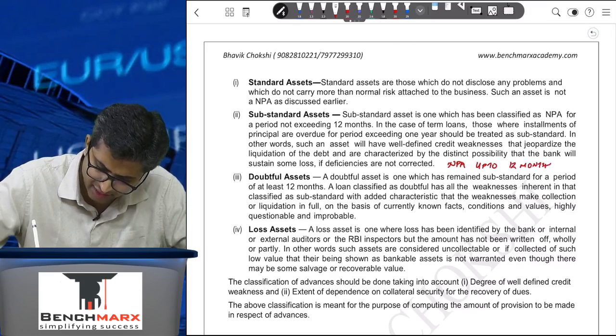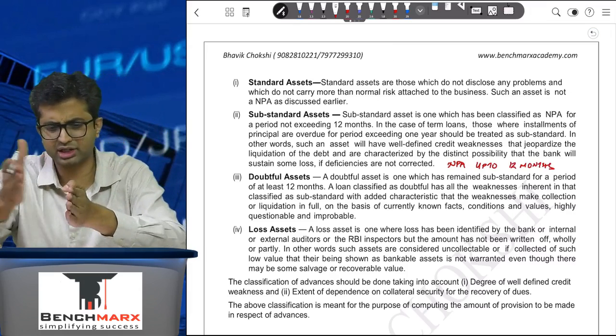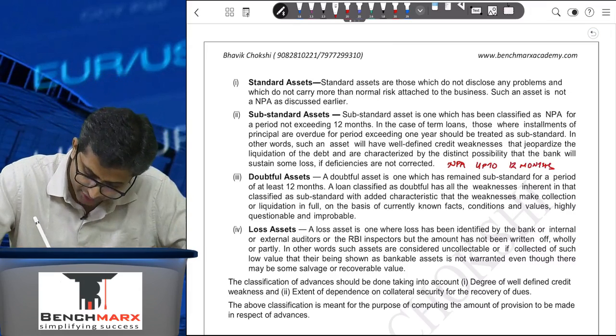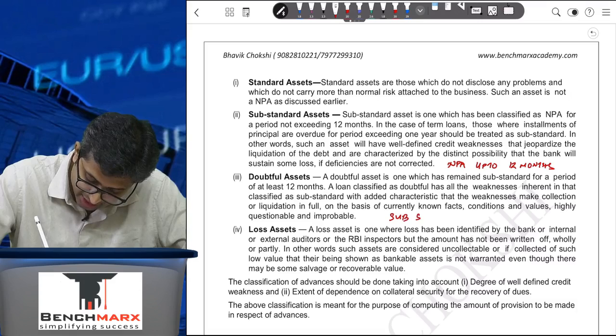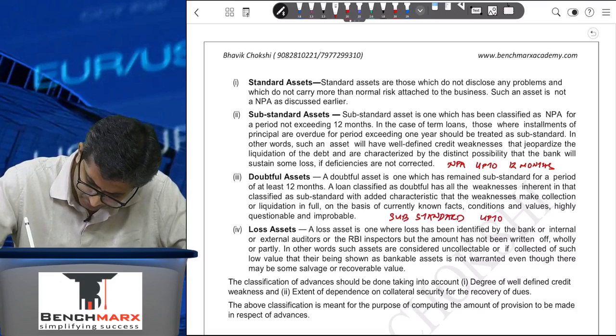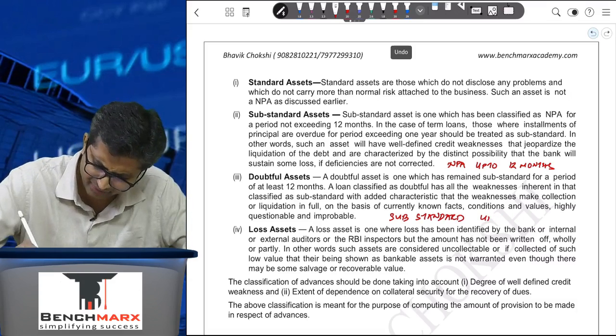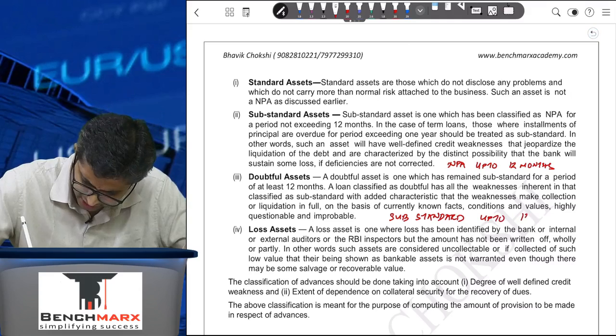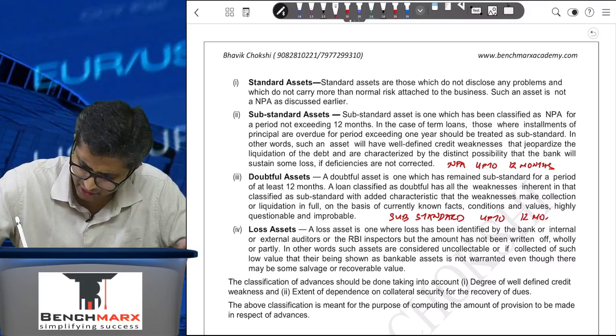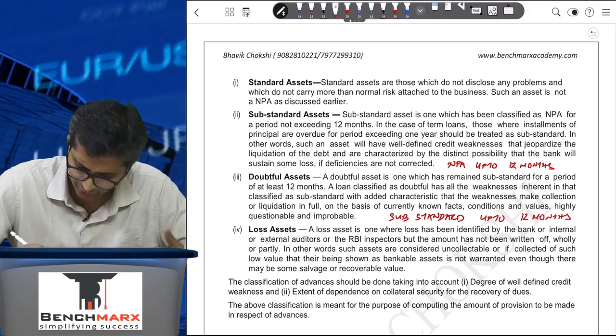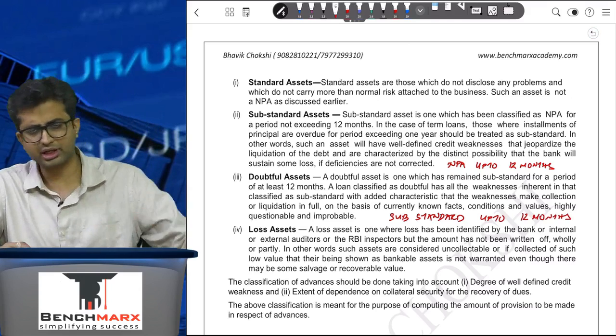It is an NPA, and as on the balance sheet date, less than 12 months have passed. Over here, this doubtful remains substandard. It is substandard up to 12 months. After 12 months, it becomes doubtful. And a loss asset is something where a loss is clearly identified.